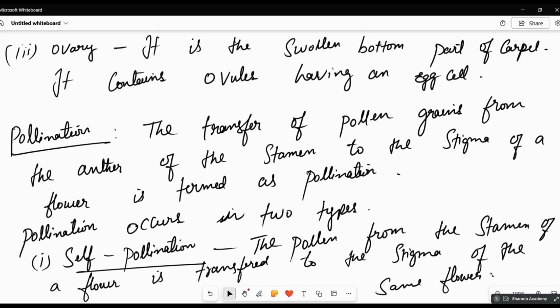Which pollination occurs? First thing, it depends on unisexual and bisexual flowers. If it is a bisexual flower, then self-pollination can happen. But if it is a unisexual flower, self-pollination cannot happen. Always it is cross-pollination. In bisexual flowers, cross-pollination can also happen.